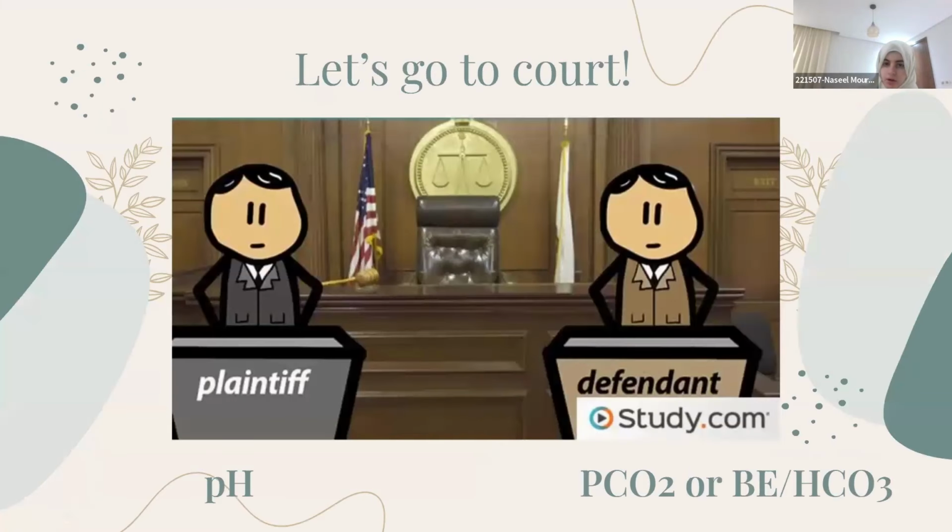All right. Now we're going to go to court. We're having pH being the plaintiff, and it's saying, I'm having this issue, which is either acidosis or alkalosis, and now I'm accusing him of doing this. The pH is going to accuse two people. It's going to accuse the CO2, so respiratory, or it's going to accuse the base excess or bicarbonate, which is the metabolic. Those are the defendants. So we want to know who's saying the truth and who's not.